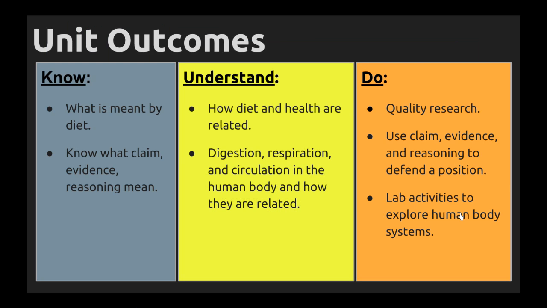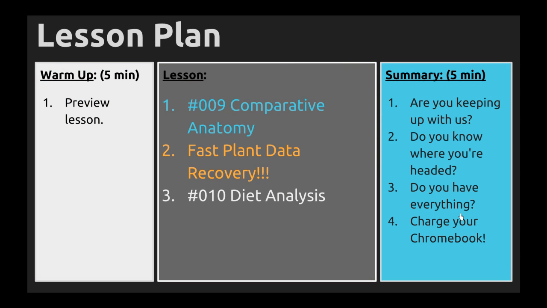The unit outcomes are all I'm listing today because we are getting to the point where we are going to wrap up the unit with our diet and nutrition analysis. More on that to come. But the lesson plan is we still have number 9, the comparative anatomy of looking at the circulatory systems of the 5 big animals. That would include birds, reptiles, amphibians, mammals, and fish.